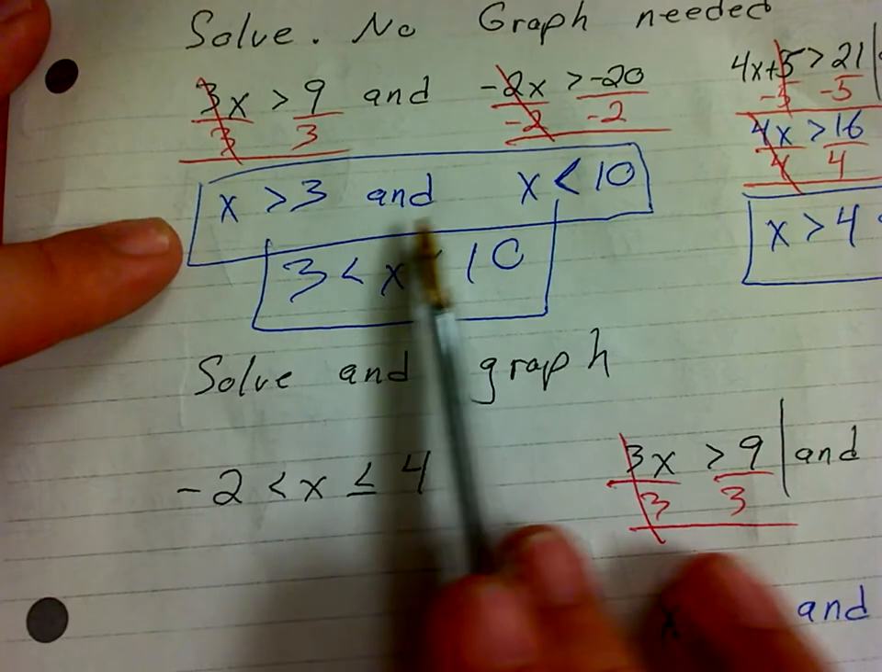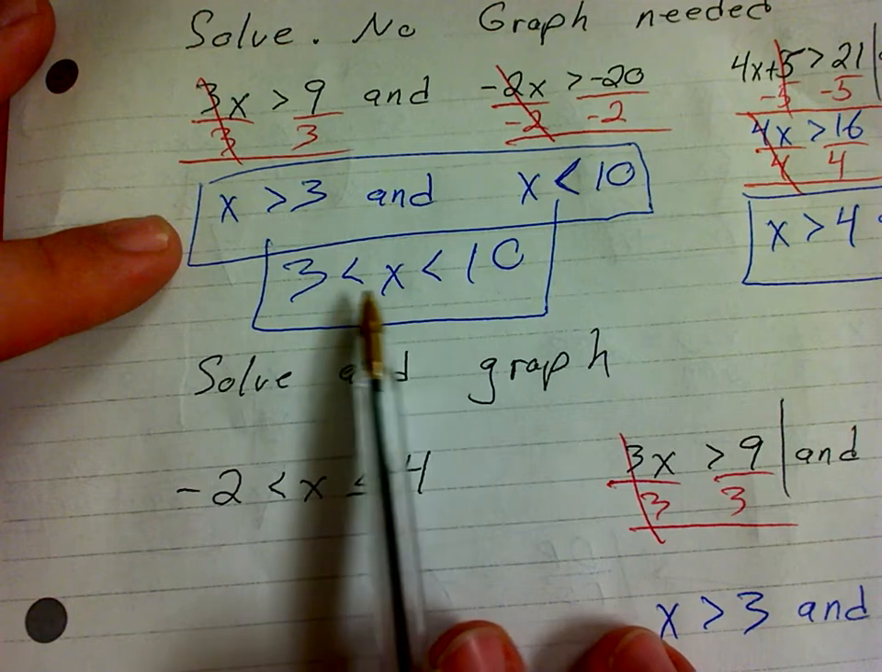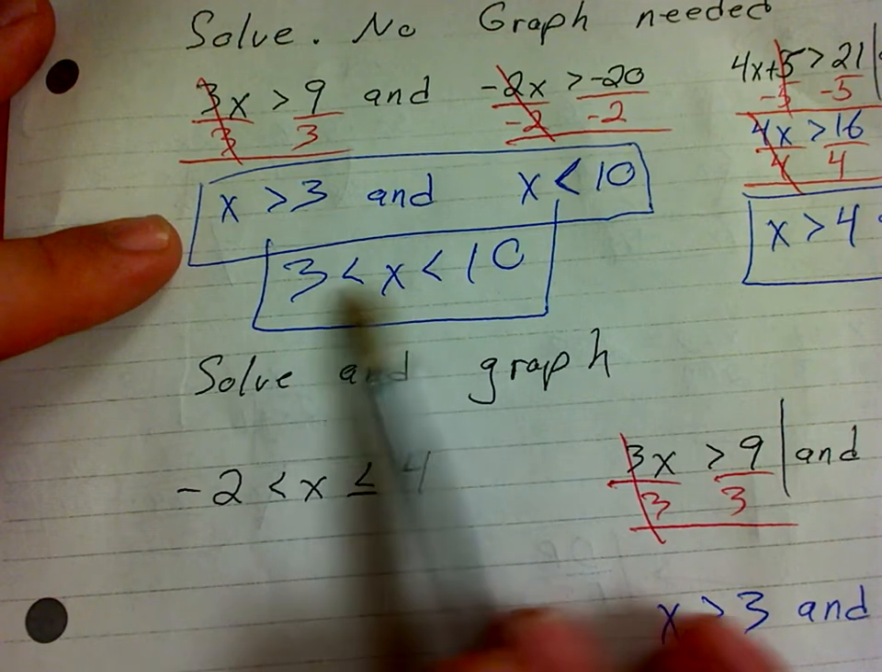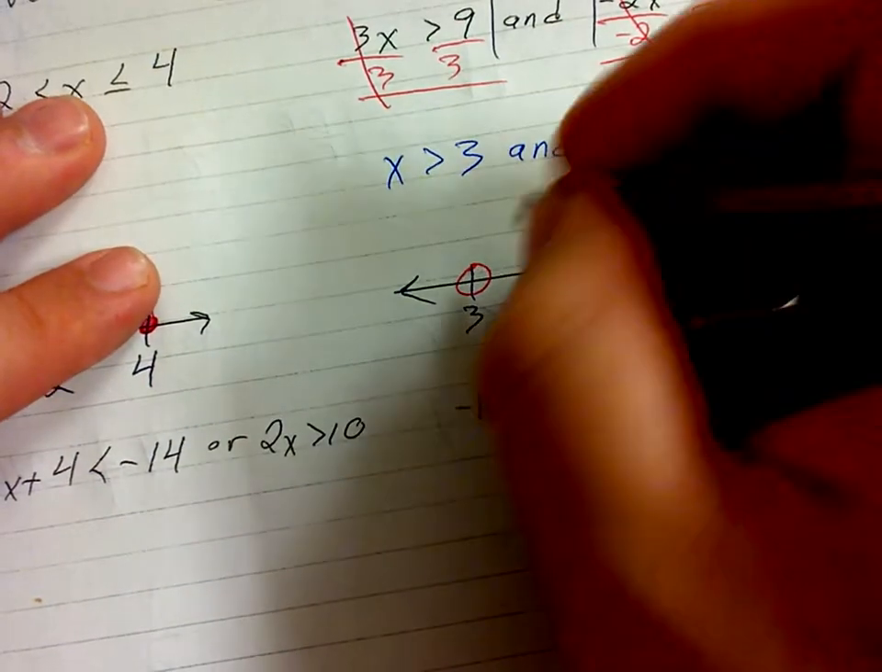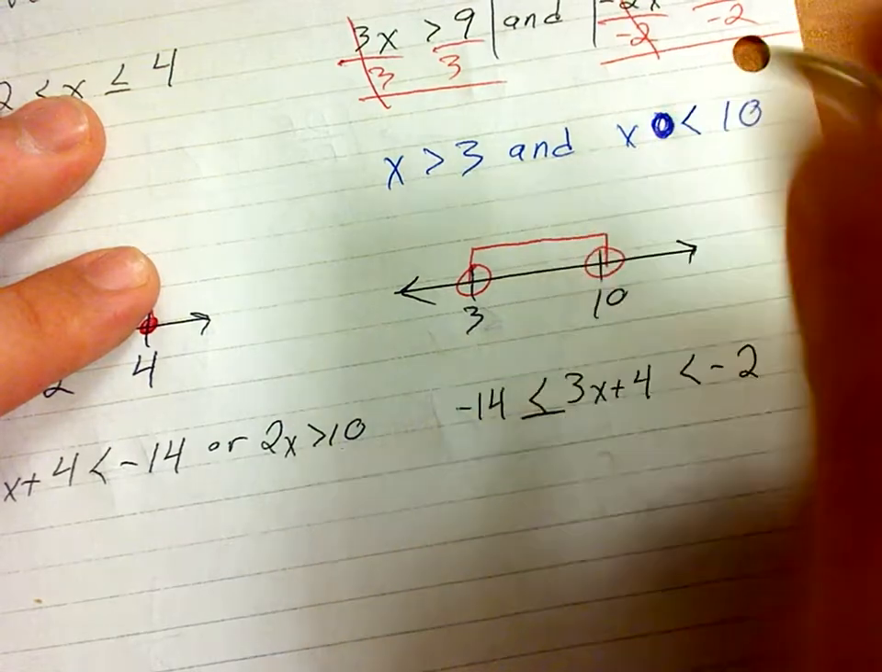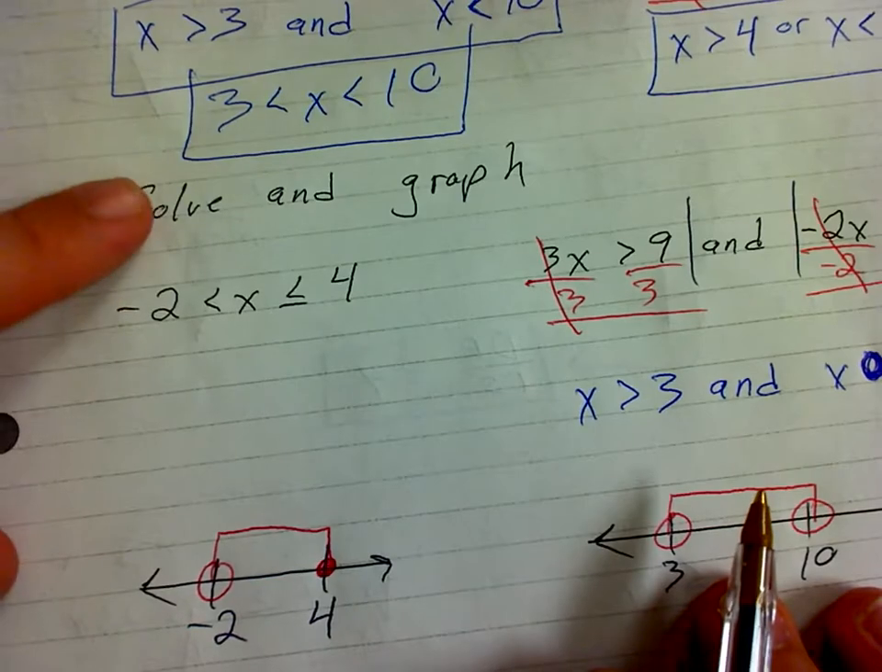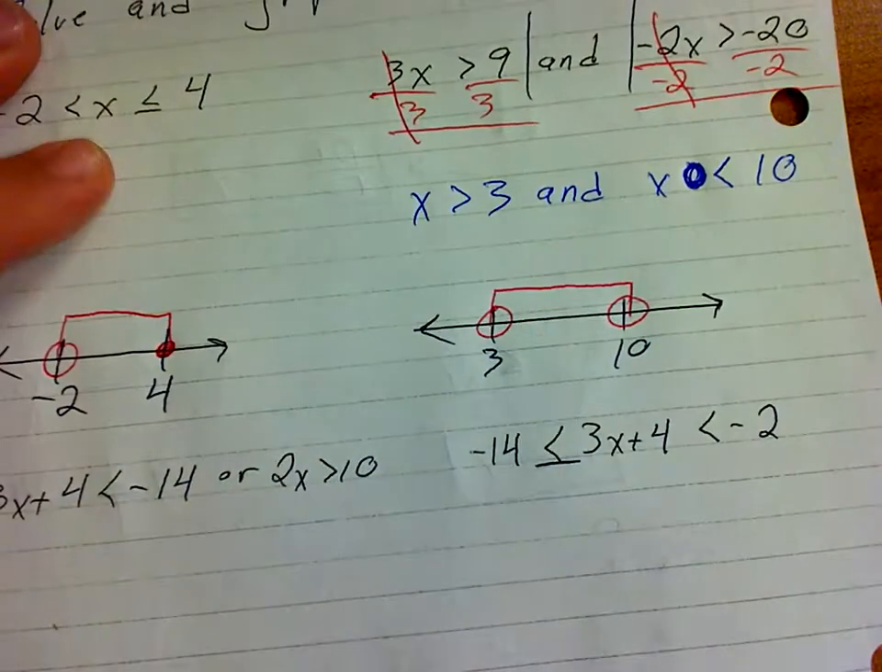Now up here, we had them written separately, but then we went ahead and combined them together, which shows us how we're looking for the x's between 3 and 10. Remember, all and statements, no matter if they're separated into two parts or one, should result in the segment.